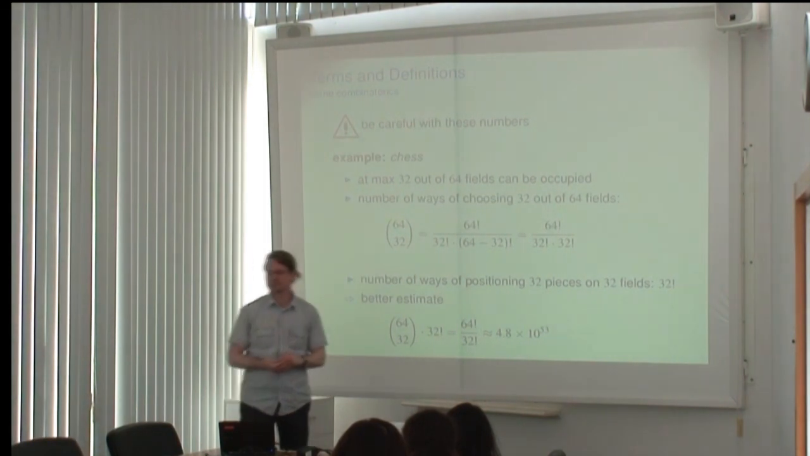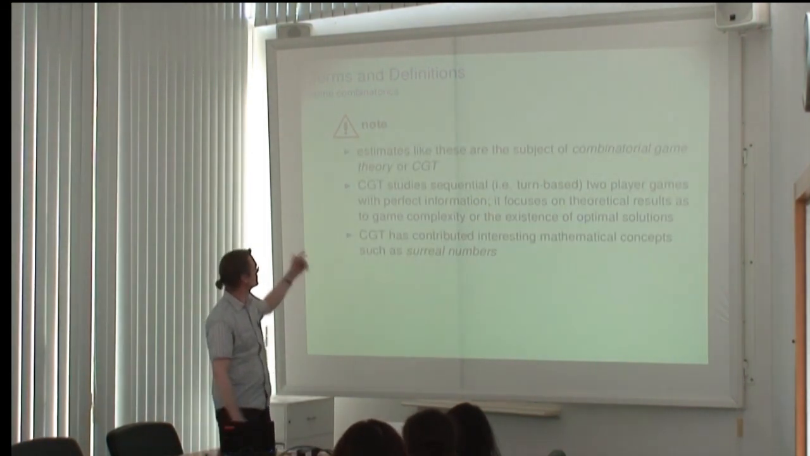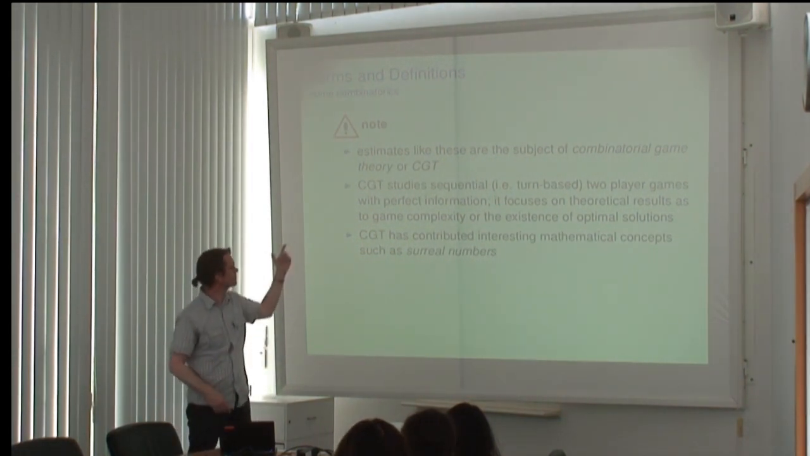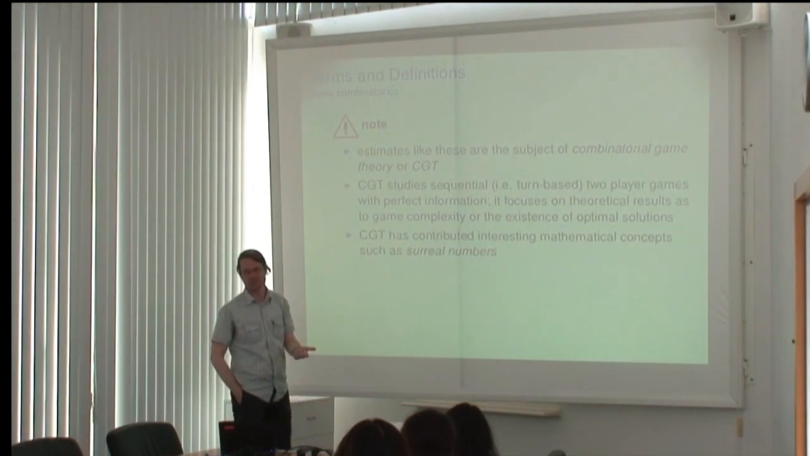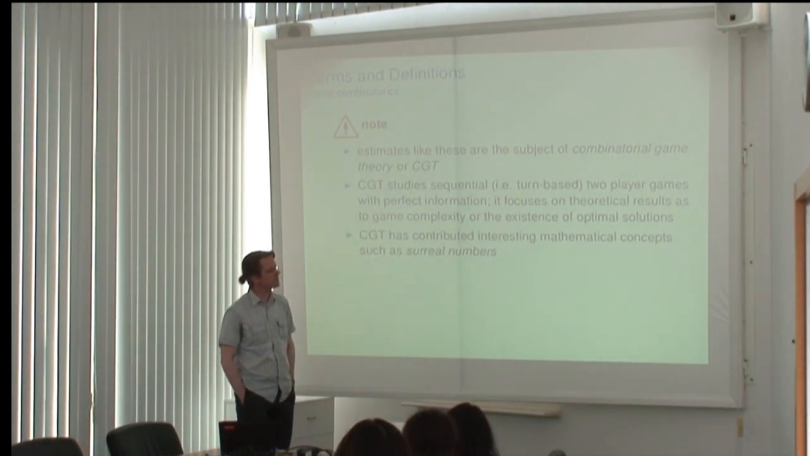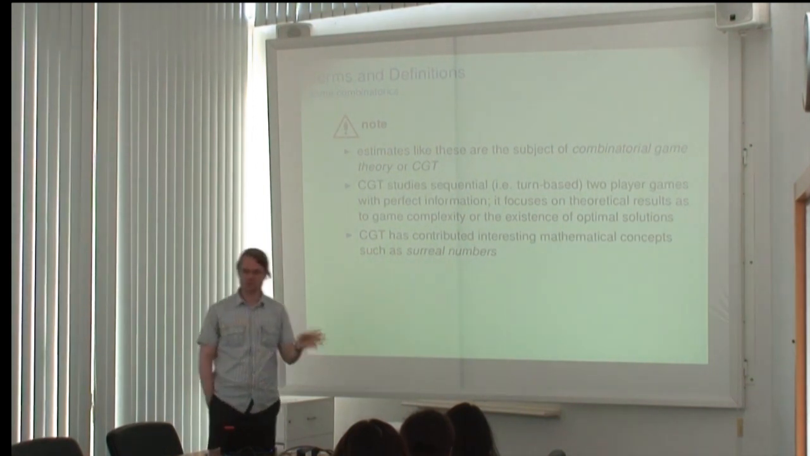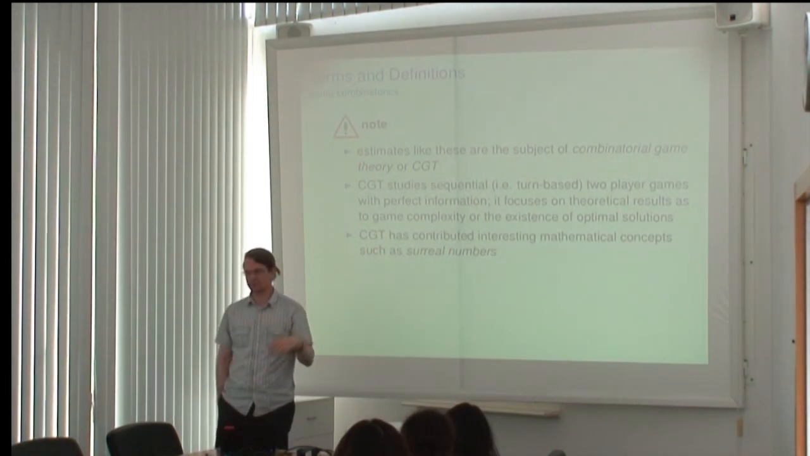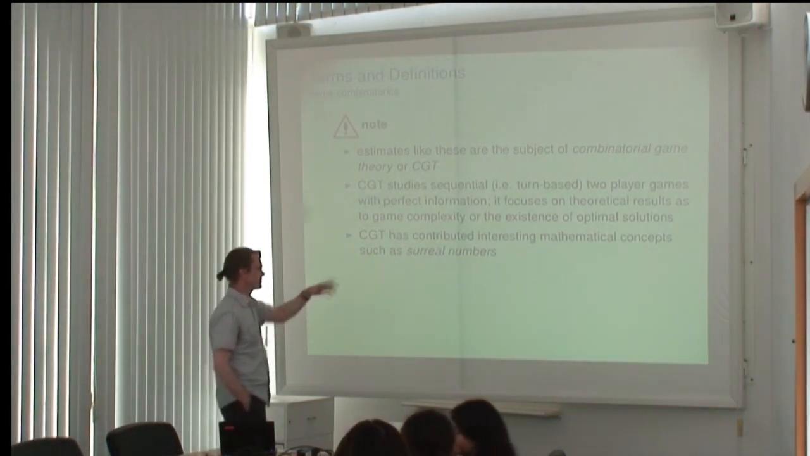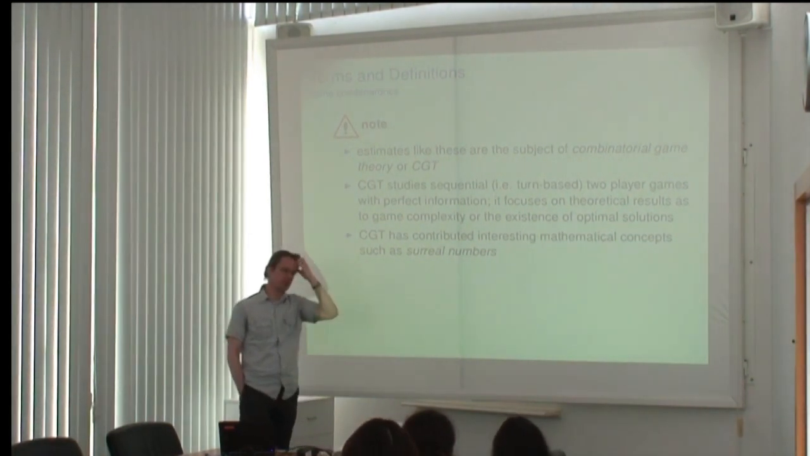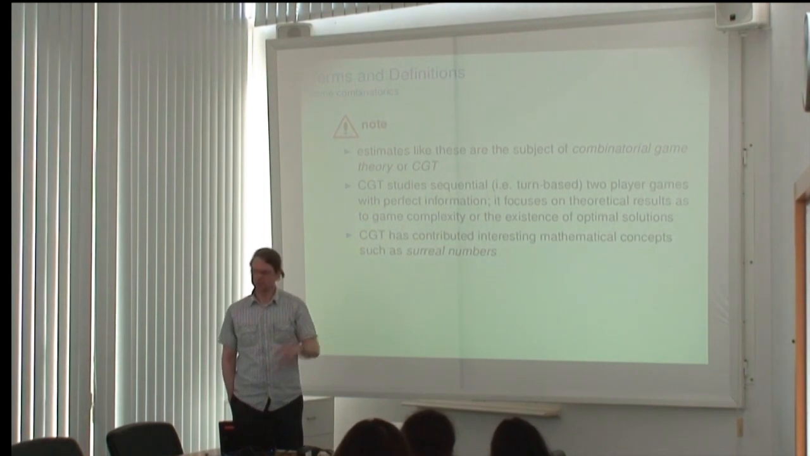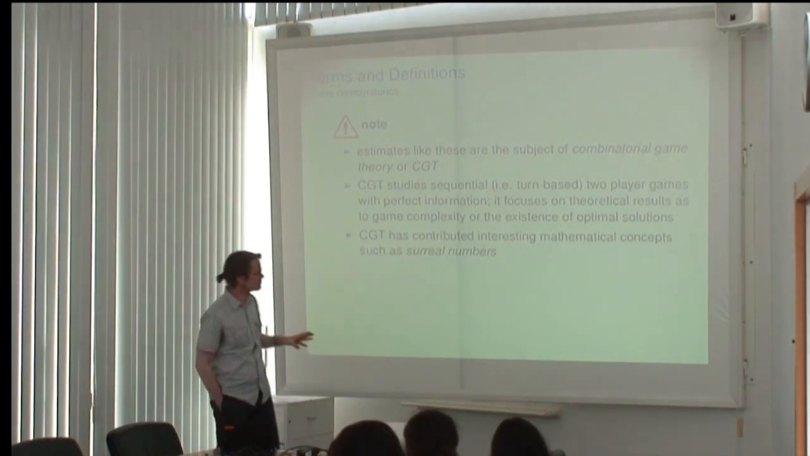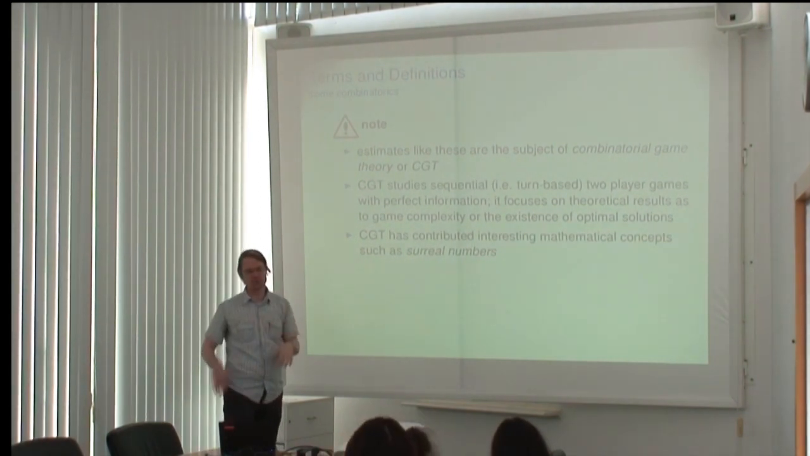Well, how to figure out how many positions in chess there are? These are questions that are dealt with by a field that is called combinatorial game theory, or CGT. CGT is, well, an area of mathematics. Might be some computer scientists in there, but you know, this is for the mathematicians to play with. It's actually focused on turn-based games, such as chess, Go, checkers, whatever, two-player games, perfect information, and it focuses on theoretical results rather than on algorithms for how to play these games. Theoretical results such as what is the complexity of the game, or does the game have a solution? And what that means will become clearer much later on.